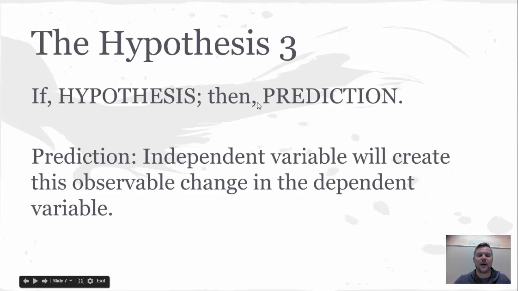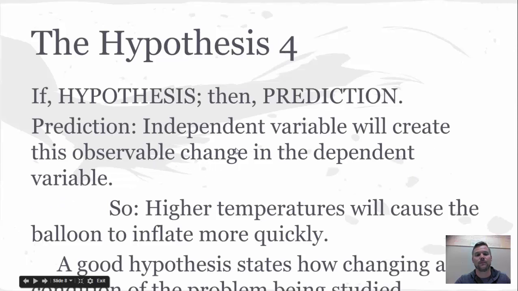Again, going with the same pattern, the prediction would be the independent variable, so that's water bath temperature, a specific one, and what that will do to the dependent variable specifically. So a specific kind of water bath temperature, cold, medium, hot, and how that should change the dependent variable, the time it takes to inflate the balloon or the reaction rate. Specifically, higher temperatures will cause the balloon to inflate more quickly.